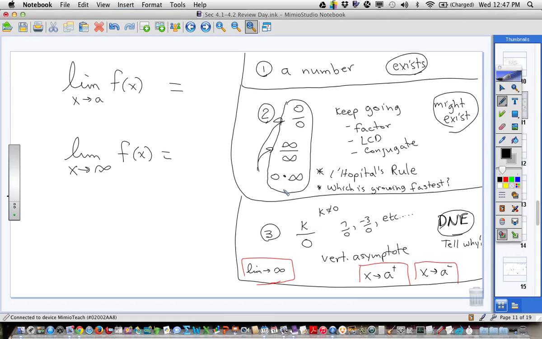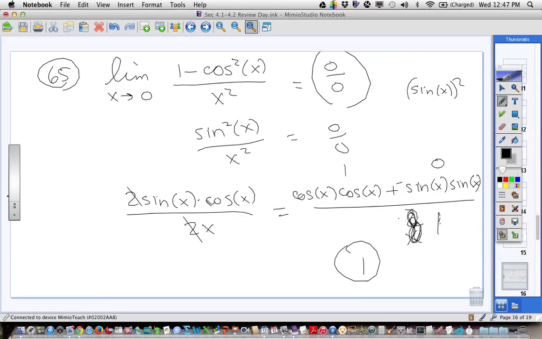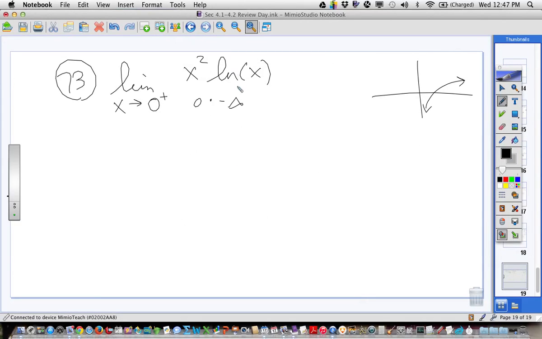So 0 times infinity is not 0, just like 0 over 0 is not 1. Okay? So we go to this, and we have to flip something to the bottom. Probably the easiest thing to do would be to flip the x to the negative 2 down to the bottom. So now what we get is an infinity over an infinity.